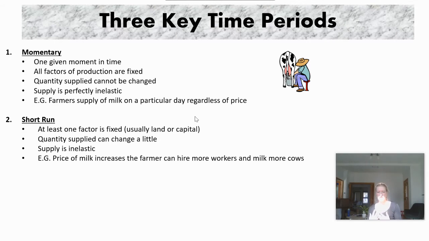An example of this would be in the short run, when the price of milk increases, the farmer can hire more workers, and therefore more workers can increase productivity and milk more cows. So we can increase our quantity supplied by a little bit.